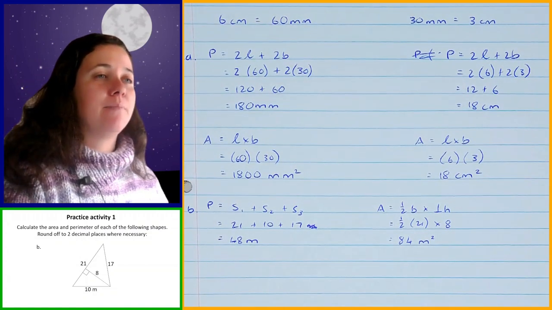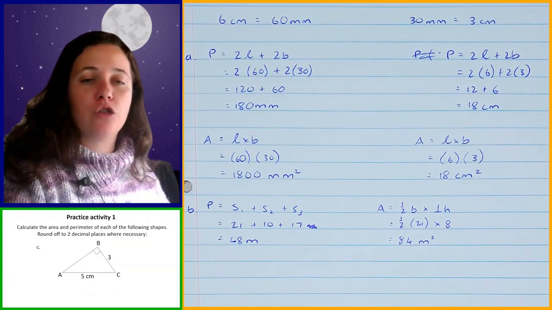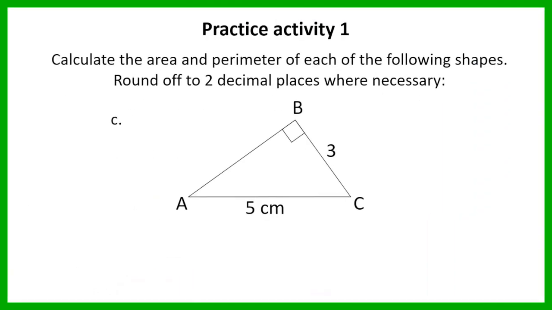Question C. You've got another triangle. Here we've got triangle ABC. In this one, you have not been told the length of AB. Now, we have already learnt Pythagoras. You're going to need to use Pythagoras to work out the length of AB, which you can do because this is a right angle triangle. Then you're going to need that to help you work out the perimeter.